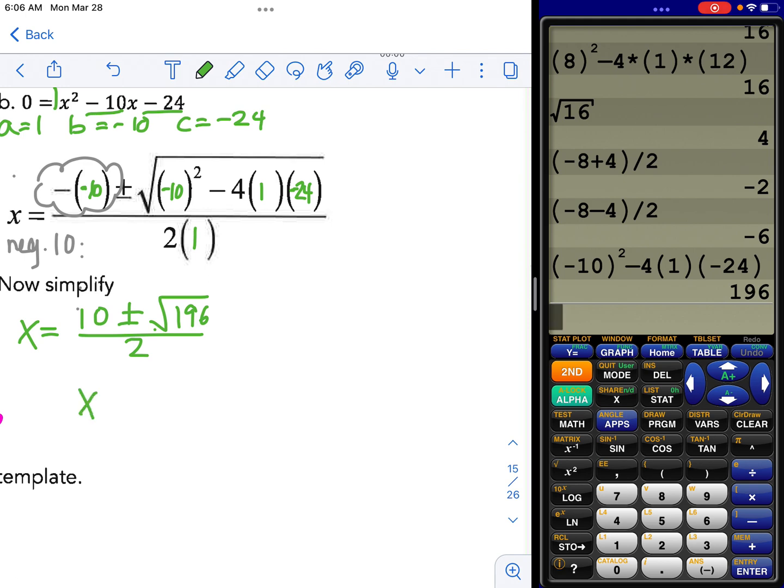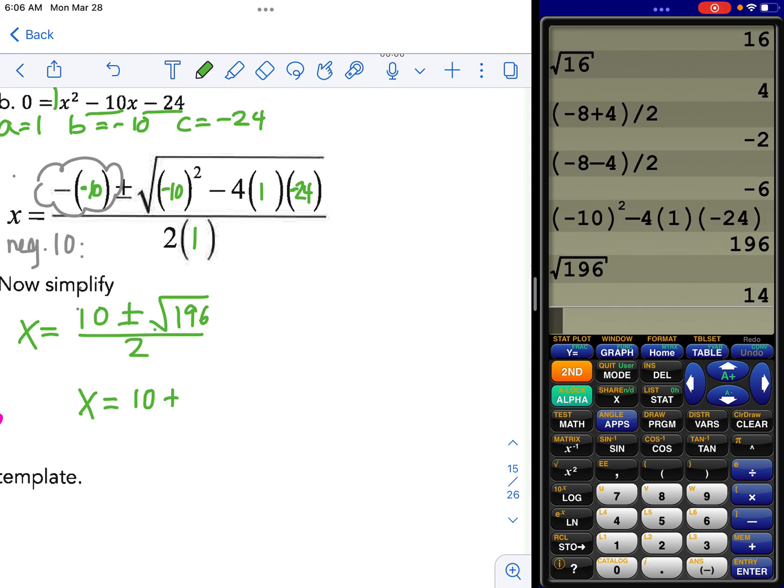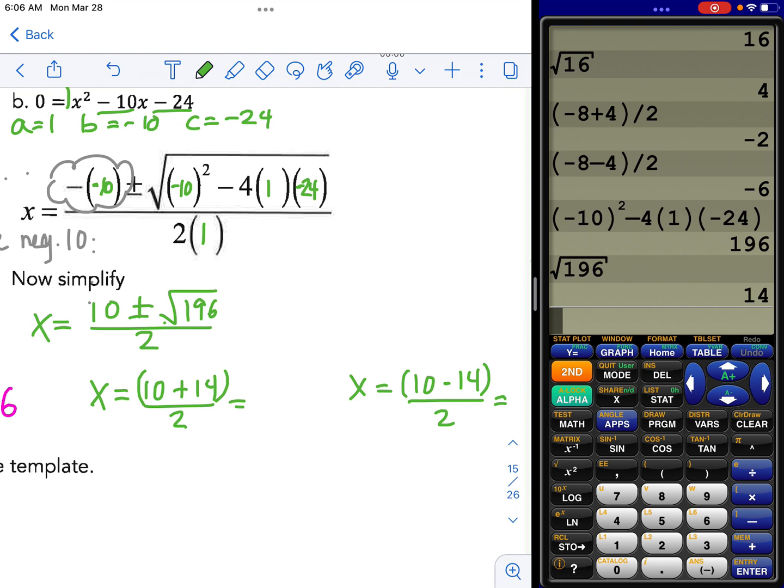That's going to give me x equals 10 plus, I don't know the square root of 196. So I'm going to put in square root 196. It's 14. 10 plus 14 all over 2, and x equals 10 minus 14 all over 2. So notice that plus minus. We've seen that plus minus on the square rooting technique, and that's where it comes from.